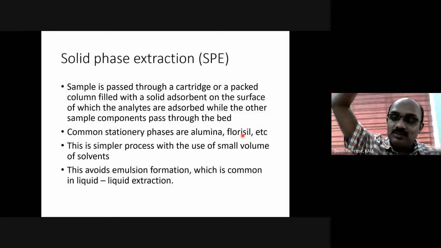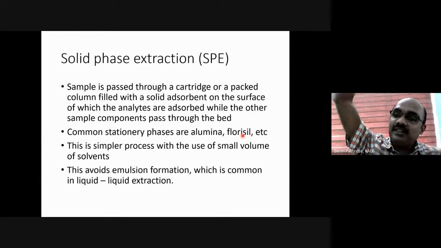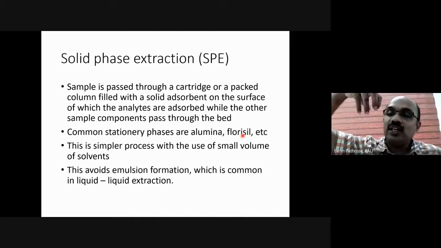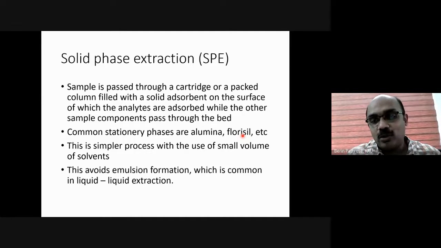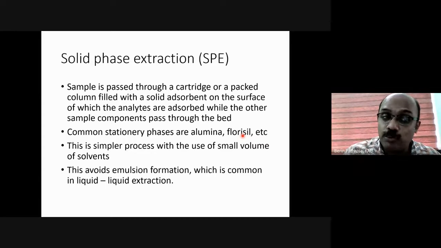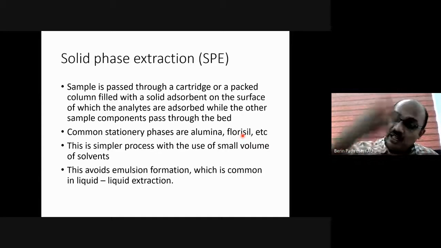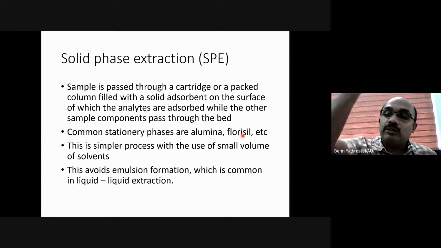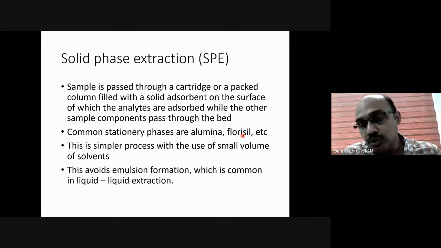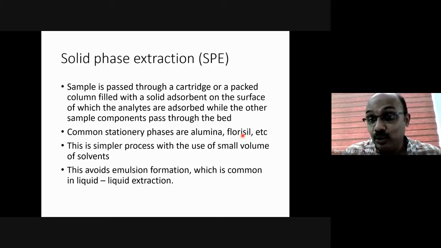We will fill that entire thing with that alumina and Florisil, and we will add the sample at the top, and then we will slightly pour the solvents so that the interfering compounds present in the vegetable or fruit will get adsorbed onto this alumina and Florisil, and along with the solvent only the pesticide will be removed. This was the usual column chromatography which was practiced earlier.